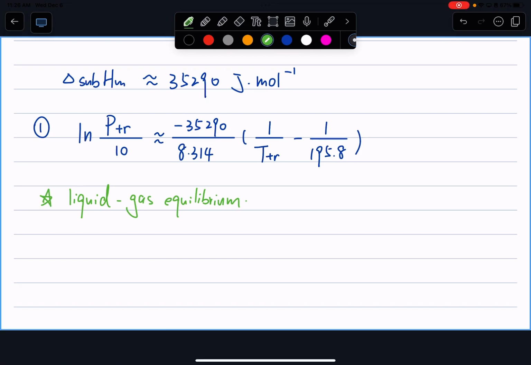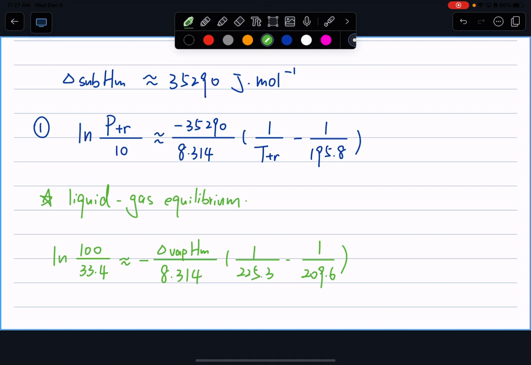The idea is the same. We first use this equation to solve for the vaporization enthalpy. So 100 over 33.4 roughly equals negative delta H vaporization over your gas constant, times 1 over 225.3 minus 1 over 209.6.